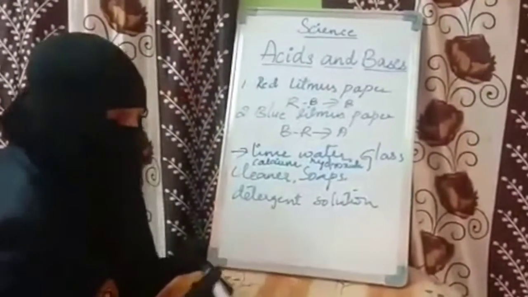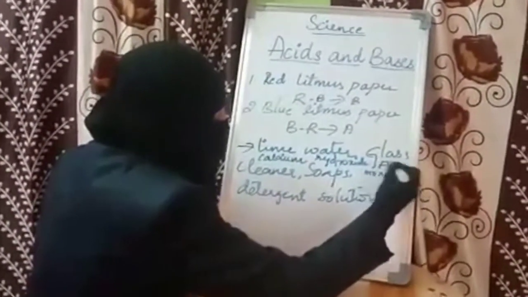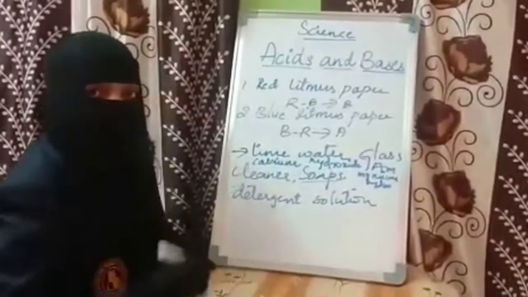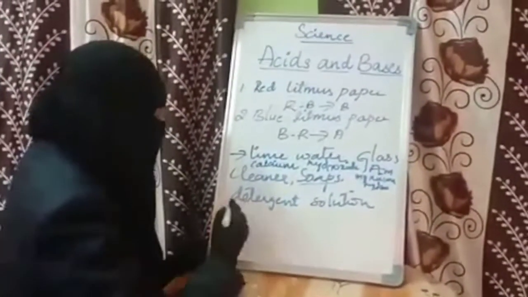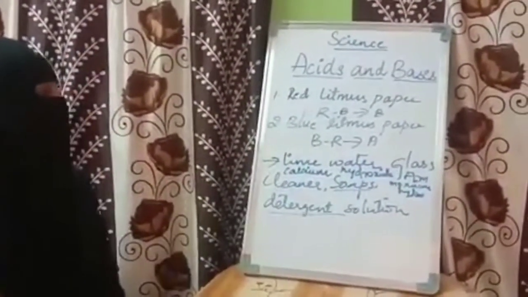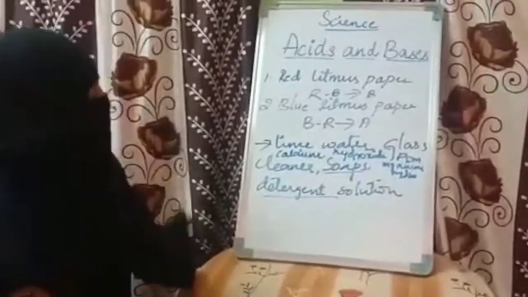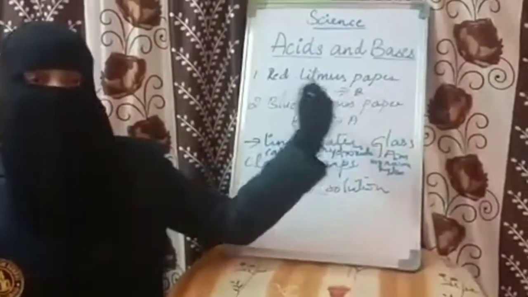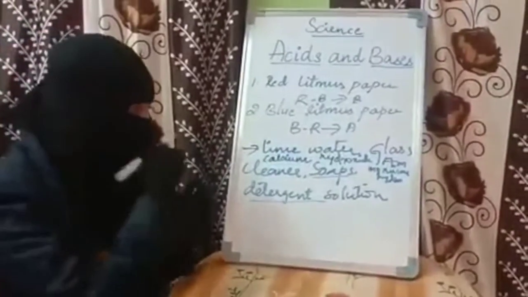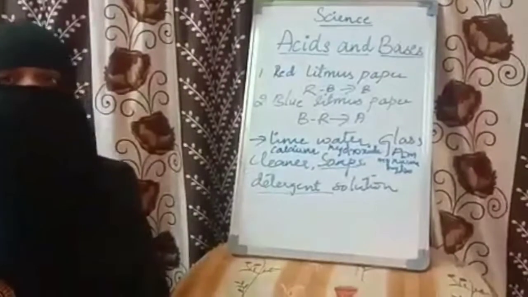Glass cleaner contains a base called ammonium hydroxide. Soaps contain potassium hydroxide and sodium hydroxide. In the same way, detergent solution also contains potassium hydroxide. So this was about the bases. So what are the bases? Bases are the substances which convert red litmus paper to blue. They are soapy to touch. Lime water, glass cleaner, soap, and hand wash are examples of basic substances.